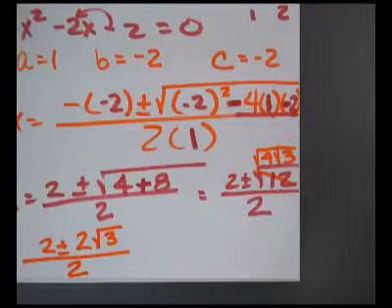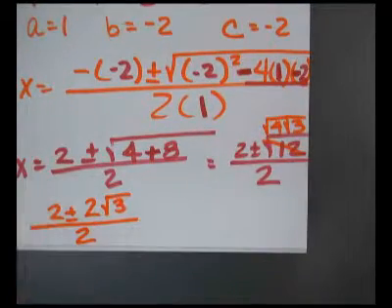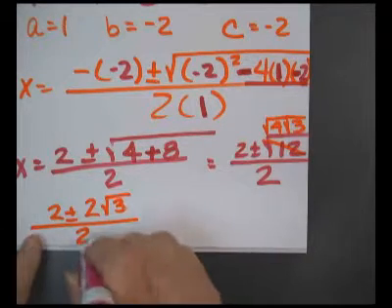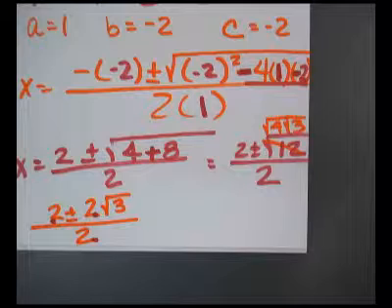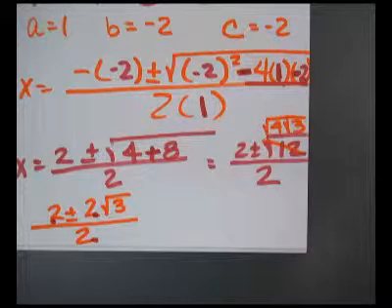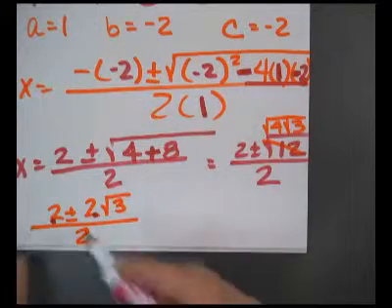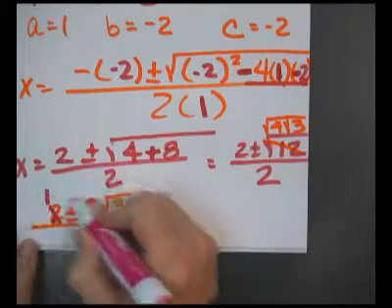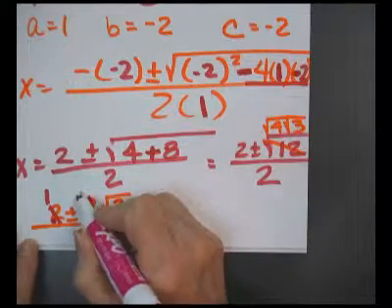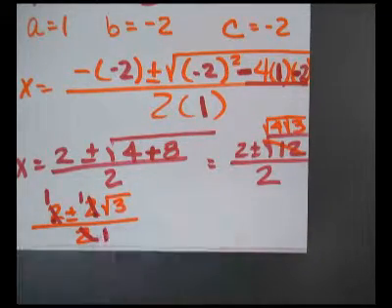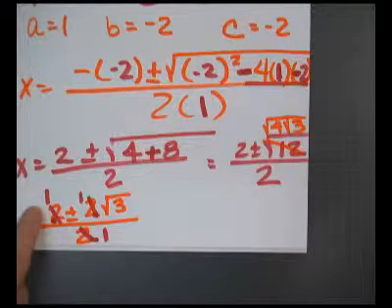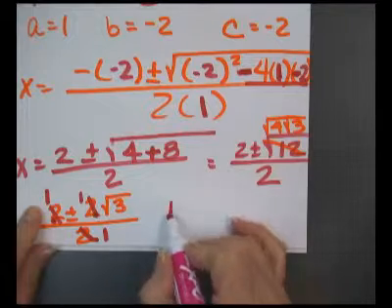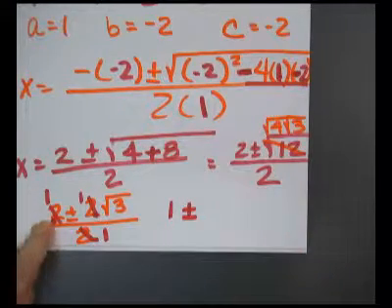Okay, the only way that you can reduce one of these is if all 3 of these will divide by the same number. Yes, they all do. They all divide by 2. So divide by 2 is 1, divide by 2 is 1, divide by 2 is 1. Don't drop this off because it canceled it. It's turned into a 1. You still have the 1 plus or minus.